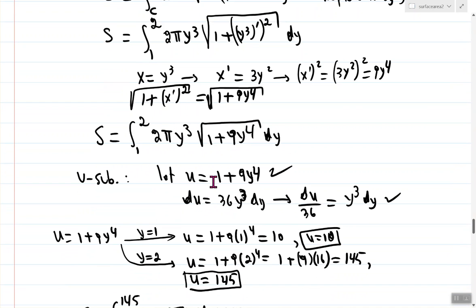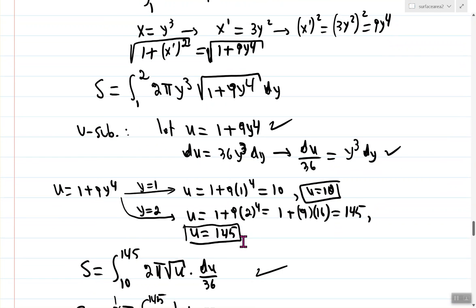Okay, so you let u be 1 plus 9 times y to the 4th, and then du is 36y cubed dy. We solve for y cubed dy, we divide both sides by 36, and then we change the limits of integration to get when y is 1, u is 10, when y is 2, u is 145.